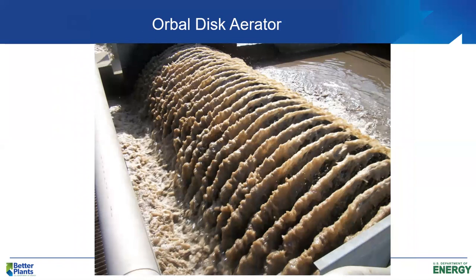This gives you an idea of what the horizontal discs look like. They're discs that have little notches on them, and the notches, as those discs rotate in the water, provide oxygen transfer and also keep the biomass in suspension by helping maintain a horizontal velocity in the mixed liquor.